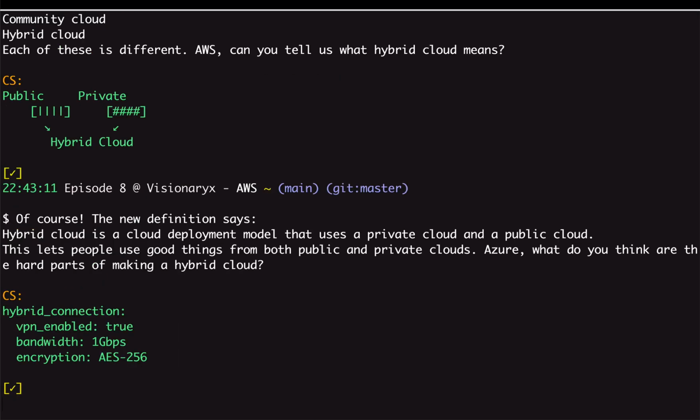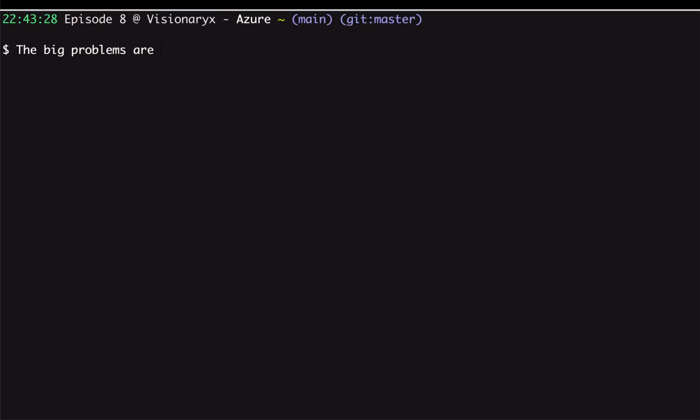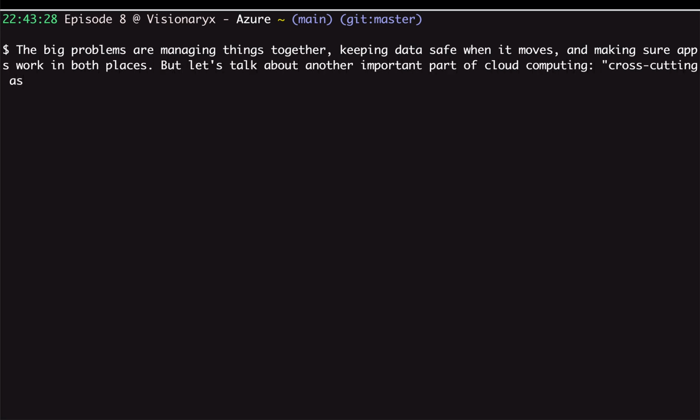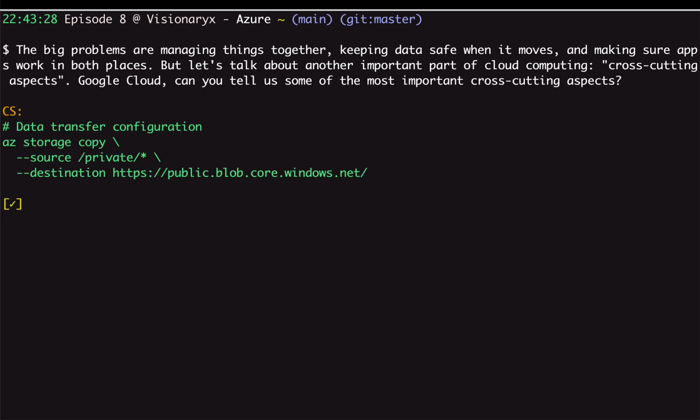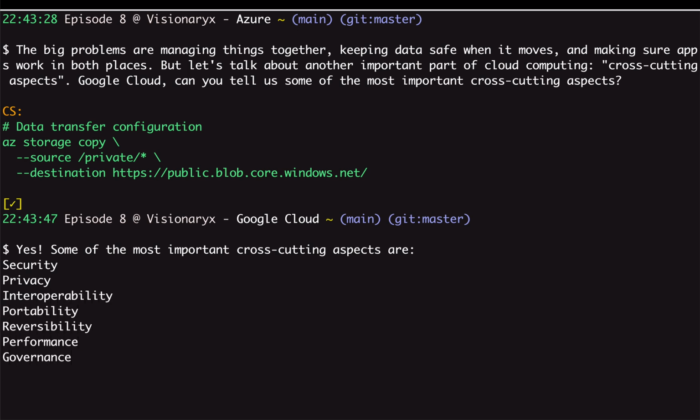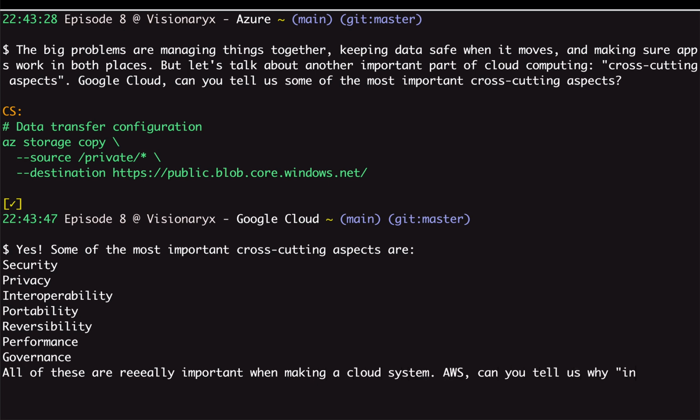Azure, what do you think are the hard parts of making a hybrid cloud? The big problems are managing things together, keeping data safe when it moves, and making sure apps work in both places. But let's talk about another important part of cloud computing, cross-cutting aspects. Google Cloud, can you tell us some of the most important cross-cutting aspects? Yes. Some of the most important cross-cutting aspects are security, privacy, interoperability, portability, reversibility, performance, governance. All of these are really important when making a cloud system.